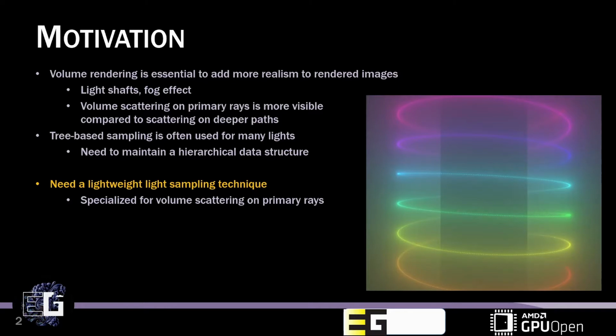In the literature, tree-based light sampling techniques are often used when rendering a scene with many light sources. Because of the nature of this approach, we need to maintain a hierarchical data structure for light sampling, which could be a burden sometimes, especially for real-time applications. Then, a question we had when we started this research was: is there a lightweight light sampling technique which we can use if we apply volume scattering only on primary rays? It should work without a hierarchical data structure.